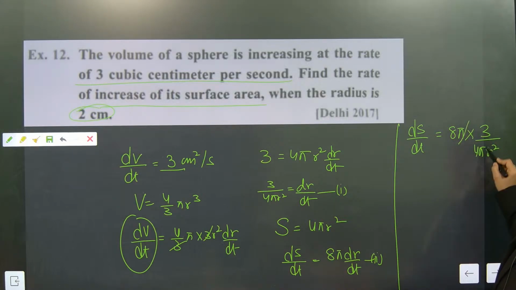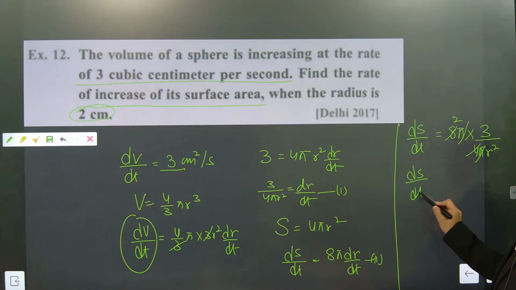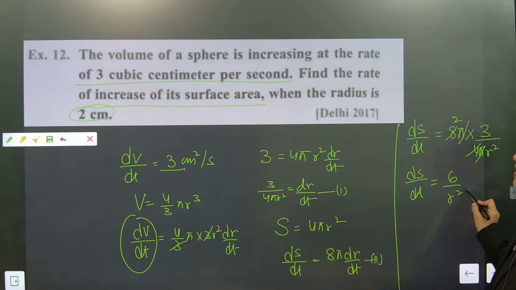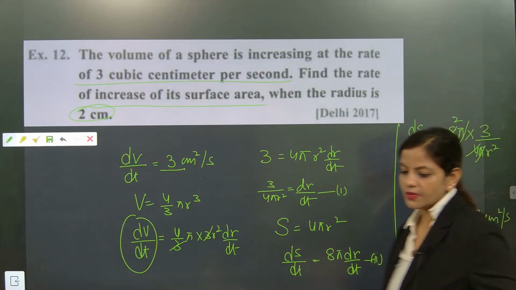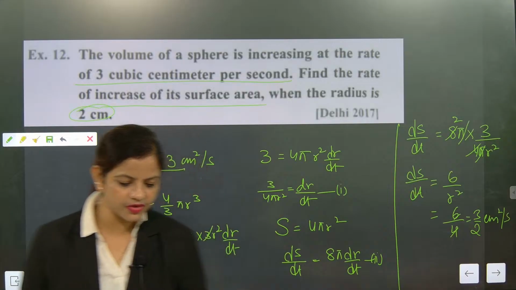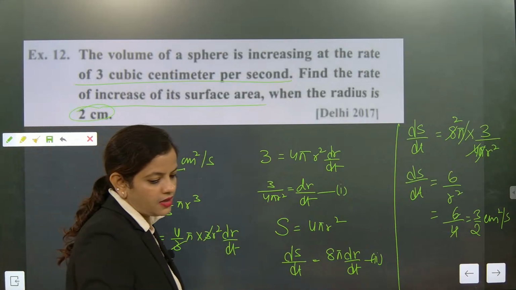dS by dt is equal to 8 pi r into dr by dt. Now look at the pi and this part will become 2. So what is dS by dt coming as? dS by dt is coming as 6 by r. And the radius at that point is given as 6 by 4, that is 3 by 2 centimeter, so it comes as 3 by 2 centimeter square per second. Check, is it correct?